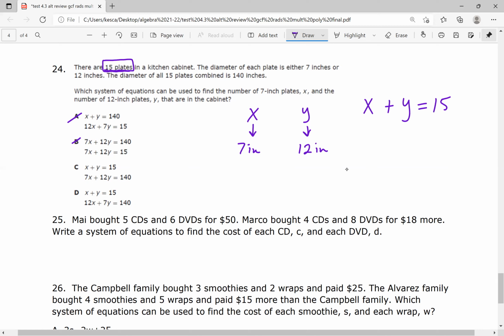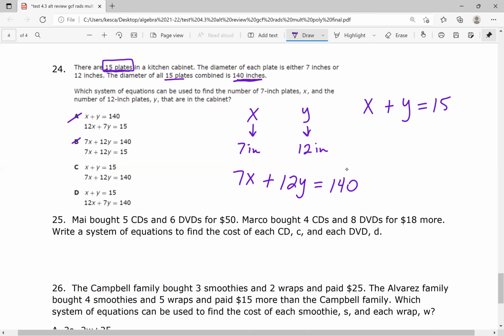The diameter of all 15 plates combined is 140 inches. So y'all, every X plate is going to be 7 inches. So 7 inches wide times however many X plates there are, plus the Y, how wide are they? 12. And then how many of them are there? We don't know, but we're calling that Y. So the number of plates times the width of each type of plate, if we added that all together, then it would give us 140.